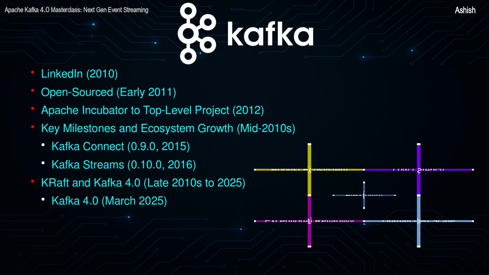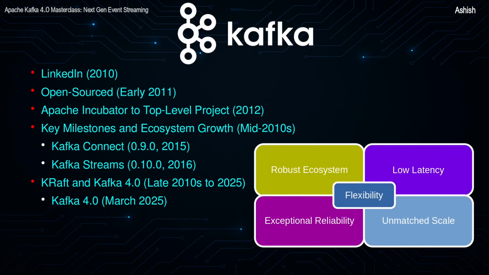Today, Apache Kafka is used by over 150,000 organizations worldwide, including 80% of the Fortune 100 companies. Companies like Netflix, LinkedIn, Uber, Airbnb, Pinterest, Microsoft, and thousands of others rely on it daily for mission-critical operations. It's become the de facto standard for real-time data movement and processing because it delivers unmatched scale, meaning it handles truly colossal volumes of data.